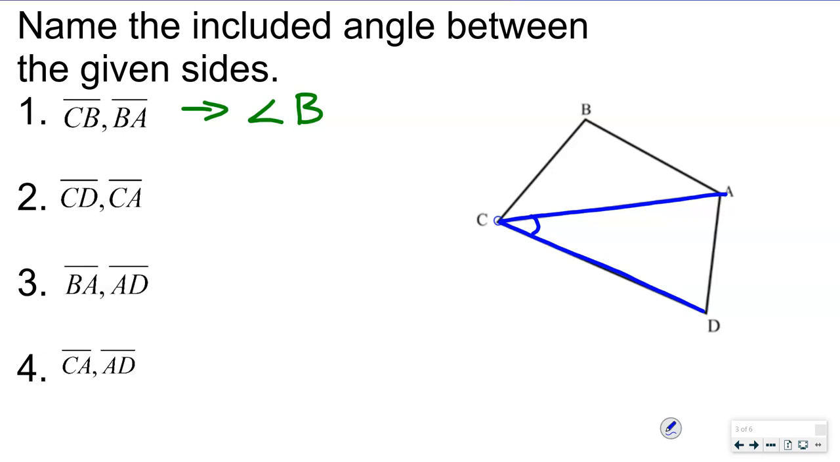But we have to use 3 letters to name this angle, because it's at the vertex C, there are 2 possible angles, actually 3 possible angles that we could be talking about when we say angle C. So we've got to use 3 letters to name it, and we want to start on one of the ends. C, our included spot, needs to be in the middle. So I would say A, C, D.